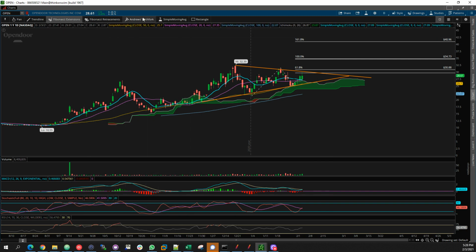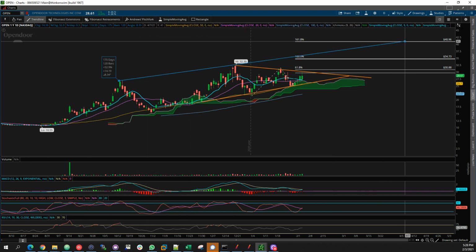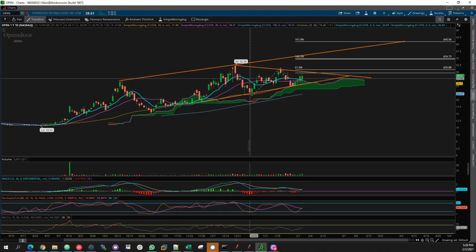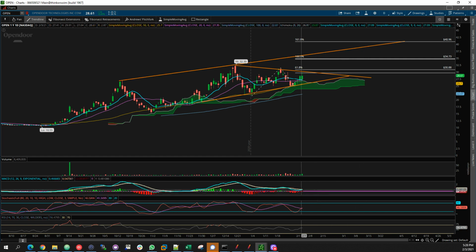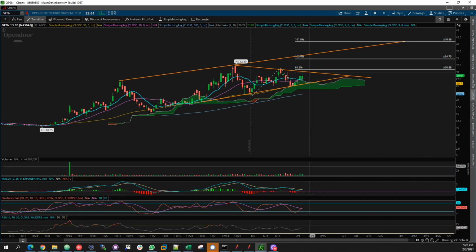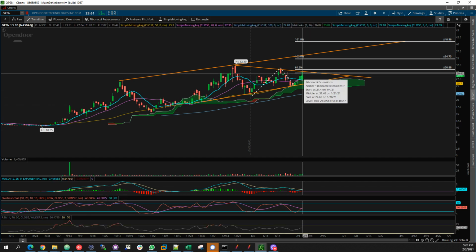Okay. So if you actually draw another channel connecting the previous tops, that's a bigger channel. This is the breakout pennant channel, and this is the long-term channel, right? So it could very well hit the top of the channel around 36.50. So looking bullish on the name. MACD is ready, stochastics is ready, RSI is picking up. Any day, guys, any day this can break out.